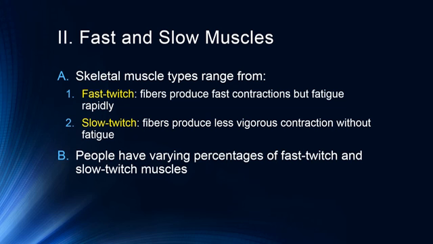Dark meat is fast twitch fibers. It's the wings and the legs, so the birds are running or flying, or trying to fly, I should say. Whereas the breast tissue is slow twitch fibers because they require less vigorous contraction and don't fatigue. And that's white meat. So for people, we have varying degrees of both fast twitch and slow twitch fibers.